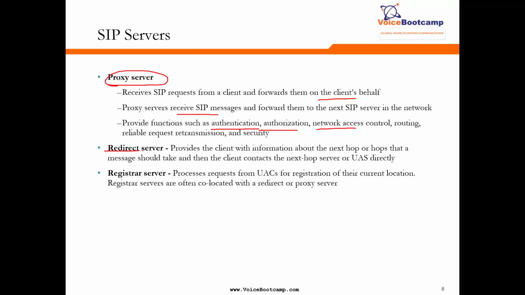Then you have the redirect server. A redirect server provides the client with information about the next hop, the hop the message should take, and then the client contacts the next hop server and user agent directly. The register server processes requests from a user agent client for registration of their current location, and the register server is often co-located with either the proxy or the redirect server.